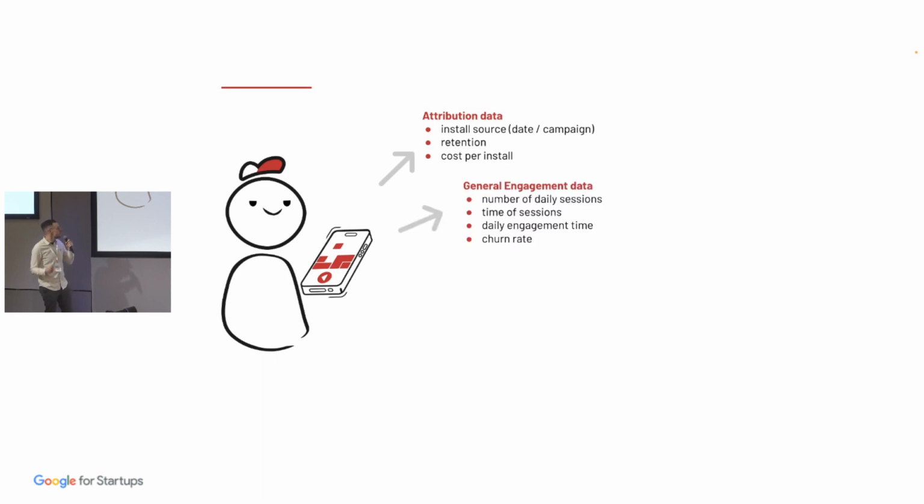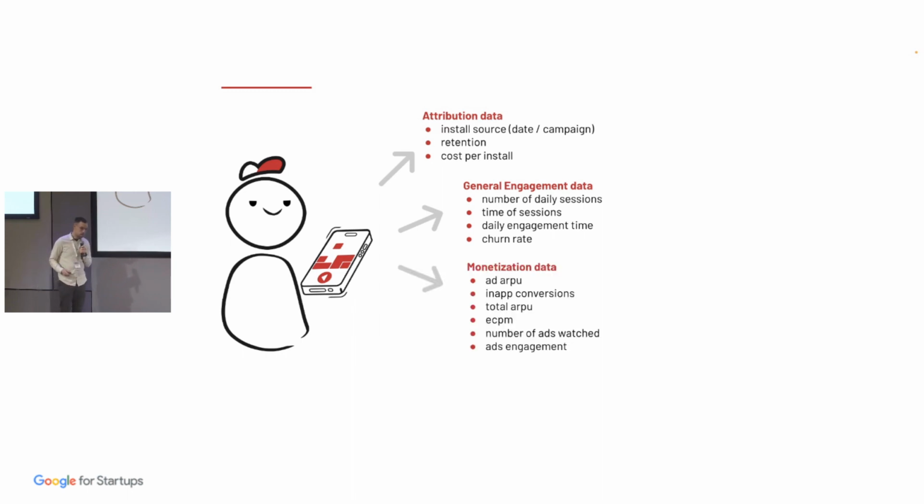Another is retention, cost per install. Then there is some general engagement data: number of daily sessions, time of session, daily engagement time. Then we have monetization data: RPU, total RPU, eCPM, ads, in-app conversion, number of ads watched, ads engagement, stuff like that. And there is custom data, so usually anything you want, the data that the design department or monetization department use to know the game better. So all the custom stuff there.